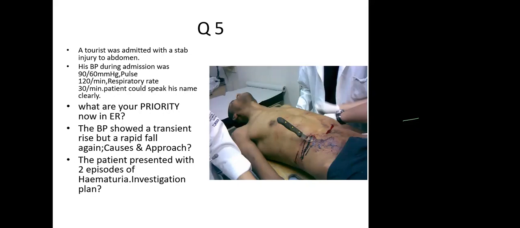So when you talk about investigations, I will not be requiring any particular investigations, but during the operation, I need to see the right side of the abdomen. I will need to do what maneuver? Sir, what is the surgical maneuver that a surgeon needs to do to see the retroperitoneal structures and the vascular structures on the right side?